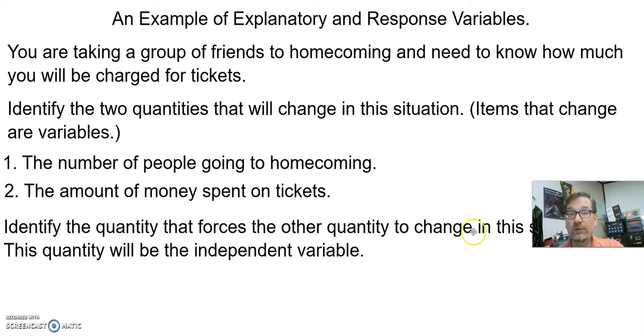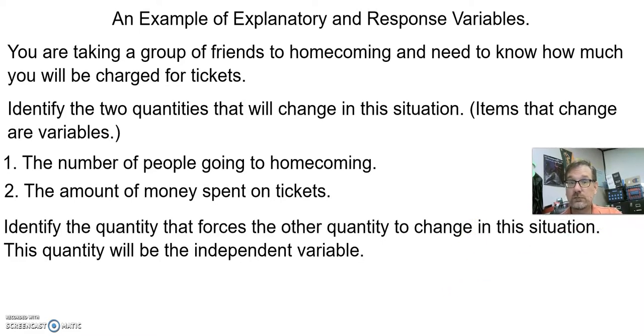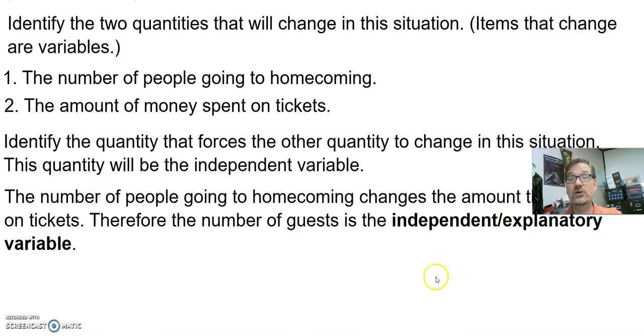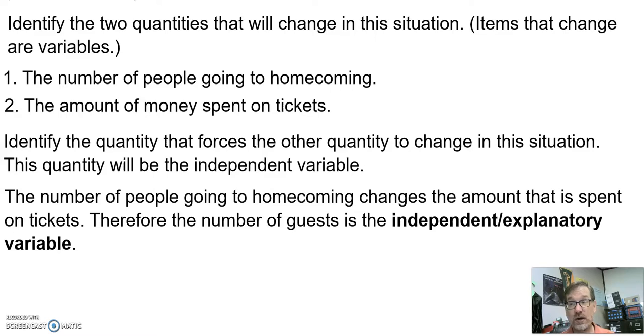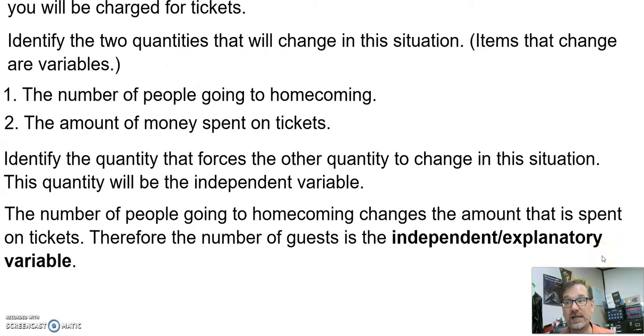The amount of people is going to be my independent. So the quantity that forces the other quantity to change is my independent. That's the amount of people. You don't get to decide how much to spend on homecoming. Think about that. I don't decide how much I'm going to spend. I decide on what I'm spending it on. So the number of people that I take to homecoming, that's what I control. That is the independent variable, which means the cost of homecoming is the response or the dependent variable.